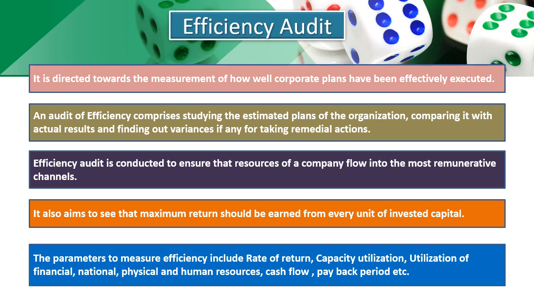And last, the parameters to measure efficiency include rate of return, capacity utilization, utilization of financial, material, physical and human resources, cash flow and payback period. So under efficiency audit, you have to check the rate of return that the company is getting from invested capital, then capacity utilization of their machineries, then utilization of resources like financial, material, physical and human resources, as well as cash flow of the organization, what cash is coming in and in which way it is going out, and also the payback period, how they are paying back their debts. That is also important to check the efficiency of such companies. So efficiency audit is also important while conducting any cost audit, and it helps the cost audit very much.